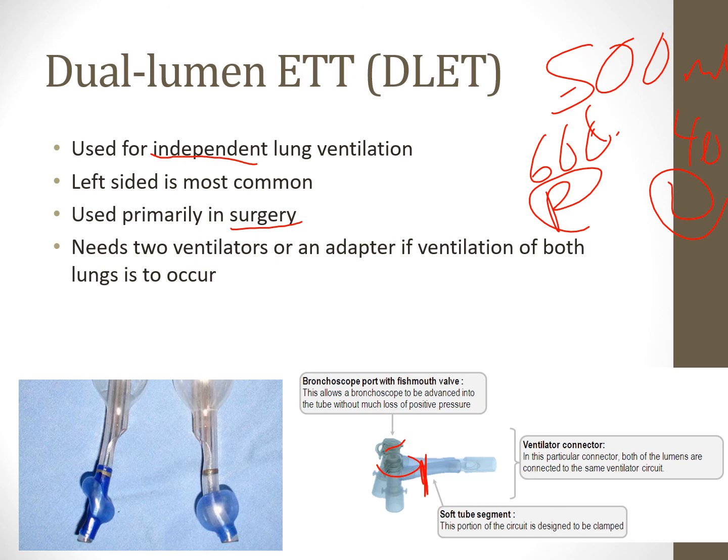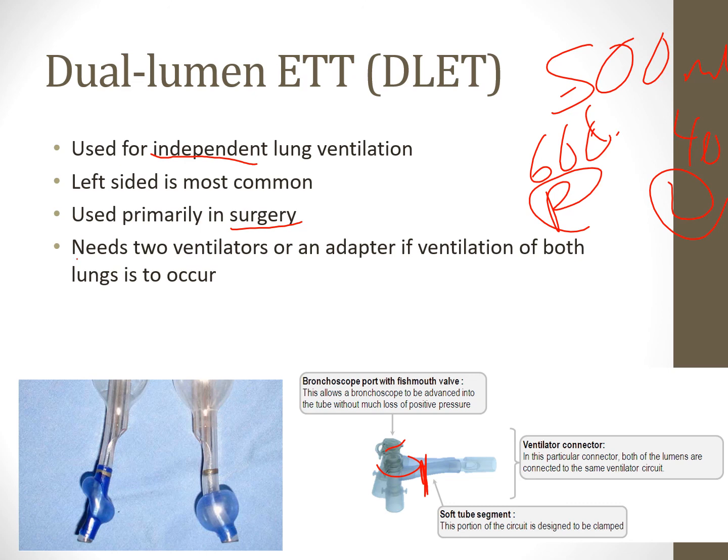So they use it primarily for surgery. The left-sided is more common. And you can use a left-sided double lumen ET tube for the left or the right lung. And we'll play with this in our lab, hopefully. You just got to remind me too. But the left side is the most common one.